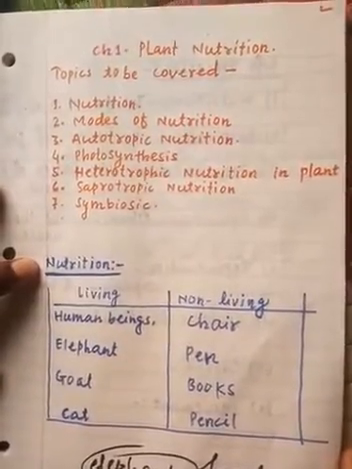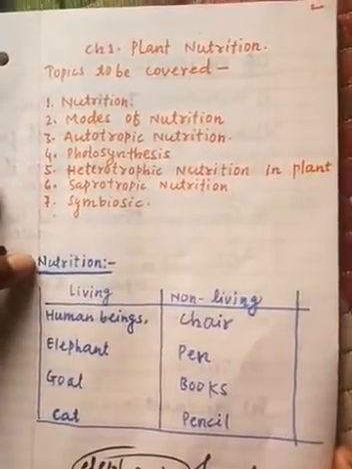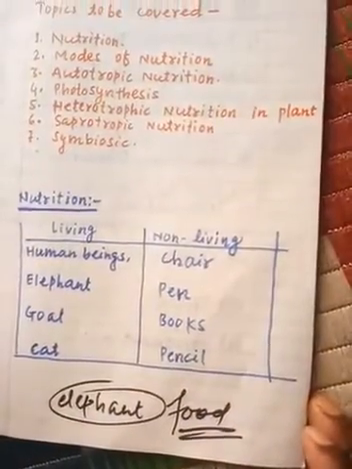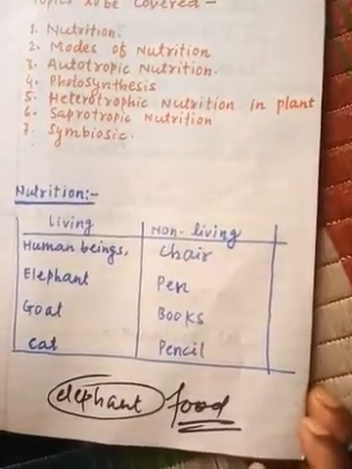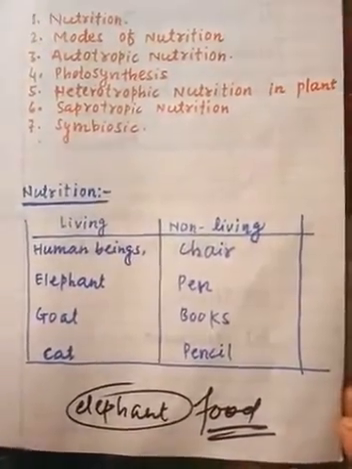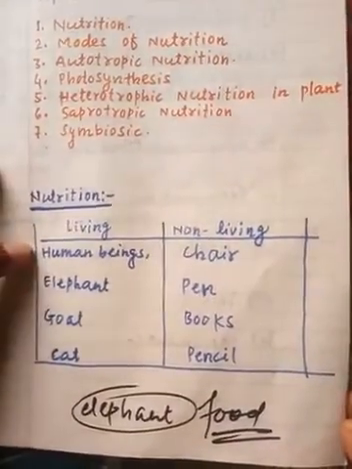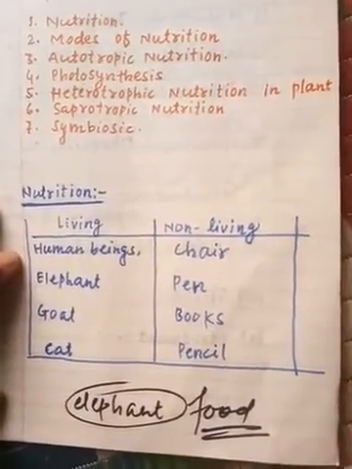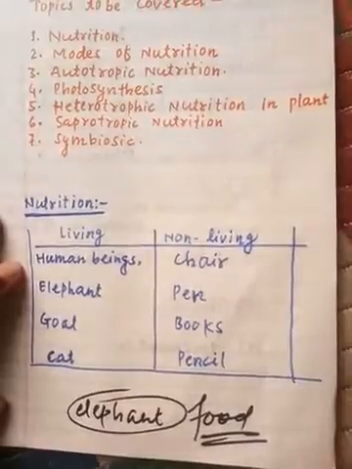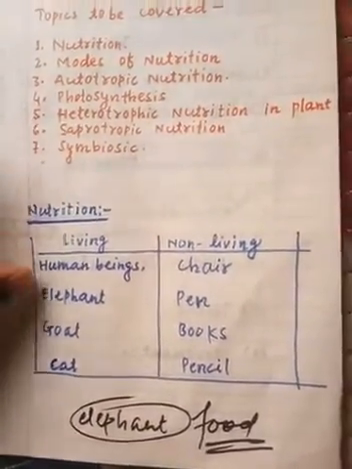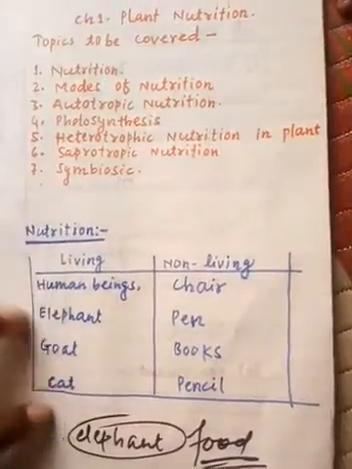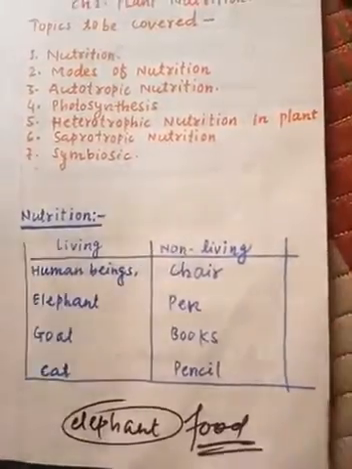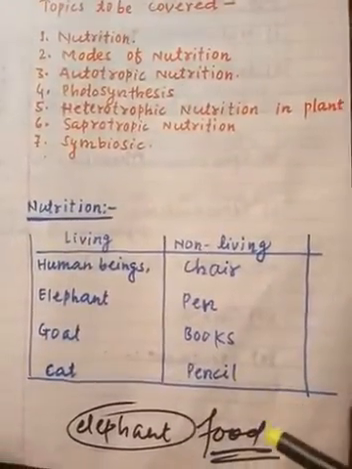And to know about nutrition, let's go to the basics. We talk about living things, we talk about non-living things, we mean living organisms and non-living organisms. Some of the names of the living organisms I have written here on the left hand side, and some of the non-living things I have written on the right hand side. You can see human beings, elephant, goat, cats. These are the living organisms, and on the right side the names of some non-living things I have written: chair, pen, books, pencil. These are the non-living things.